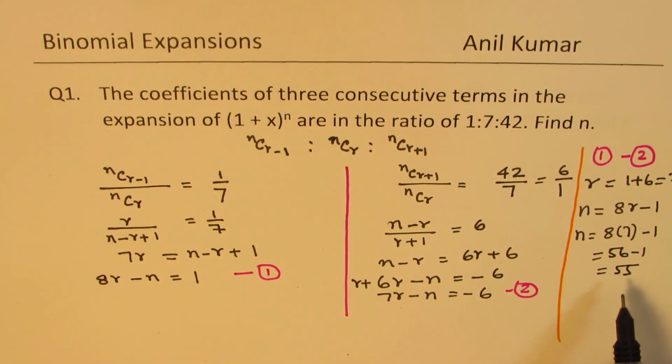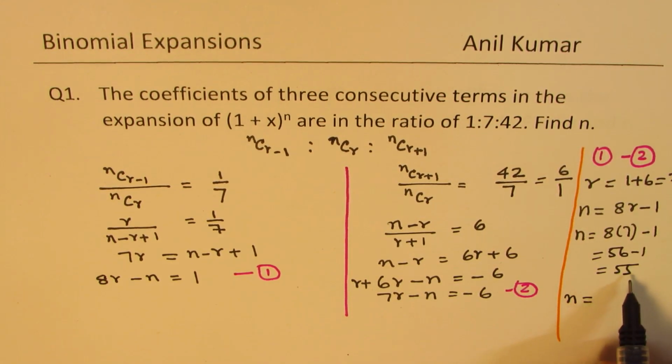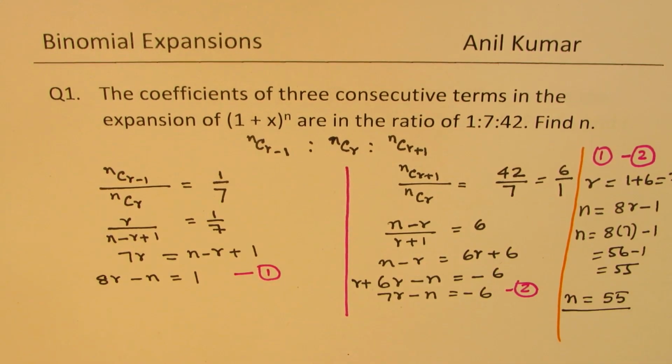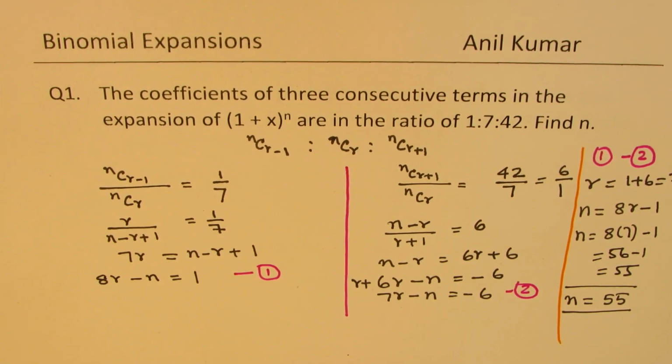So from here, we get the value of n, which we need to find, which is 55. Is that clear? So that is how we can actually solve such a question. So it's kind of important if you know it. At times it is a multiple choice question. It takes much lesser time. Otherwise, you can always derive the formula.